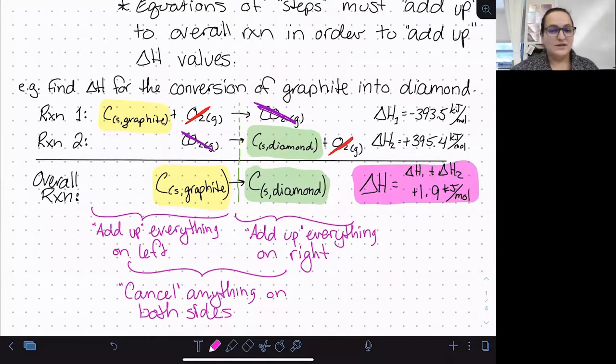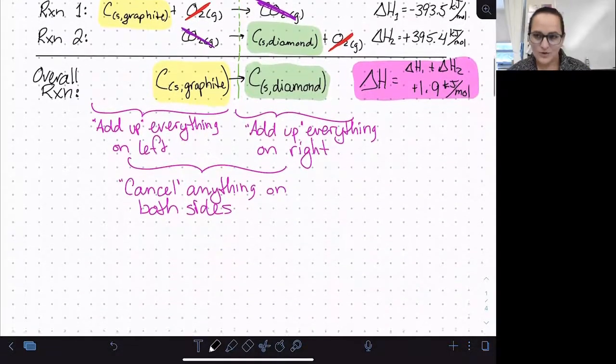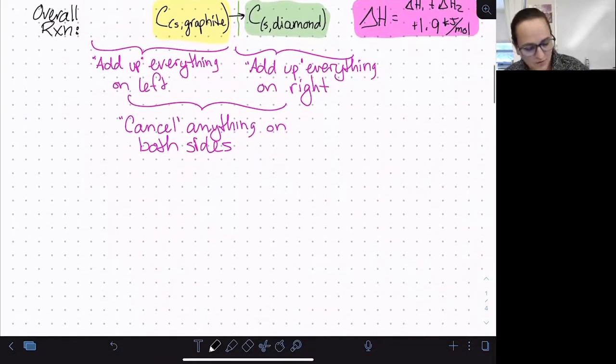So the next thing we need to talk about is what happens if they don't add up correctly. We can't use our reactions as they are until they add up in this way, until everything that's not part of our overall reaction cancels out and everything is where it's supposed to be. So if things don't quite add up properly, we're not out of luck, we just need to do a little bit more work.